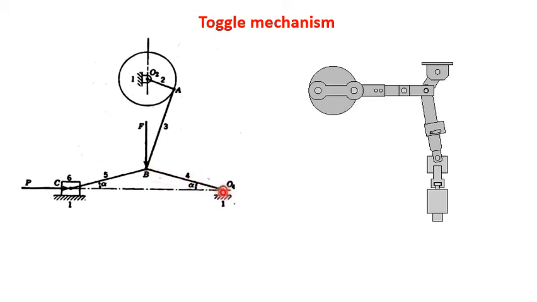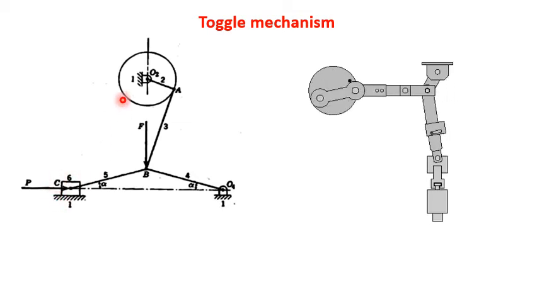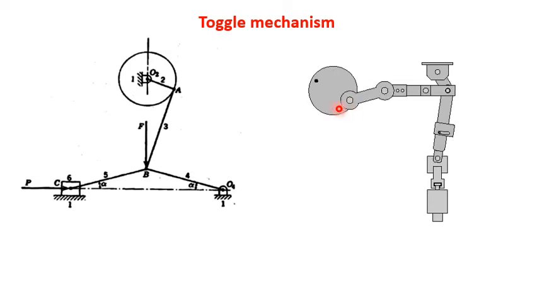Since the end point of link number 4 is pivoted at link number 1, the effort is directly transferred to this slider or punch through link number 5. This P represents the resistance. Here we have a very small distance. So to overcome a large resistance through this small distance, we use this mechanism. In the animation you can see the rotational motion is transferred to this link, and here we have a crusher.